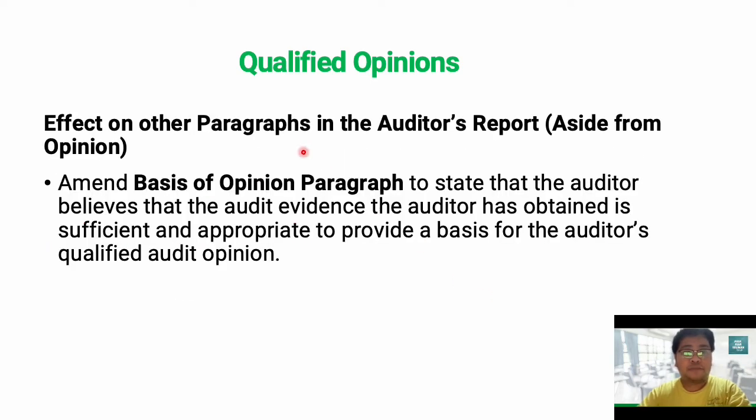Okay? So what will be the impact on the other paragraphs or sections of the auditor's report? We will also change the basis for opinion paragraph, to state that we believe that the audit evidence that we have obtained is sufficient and appropriate to provide a basis for our qualified audit opinion, instead of "a basis for our audit opinion" only. Okay? And we also discuss in the basis for opinion paragraph the reason why we modified our opinion.